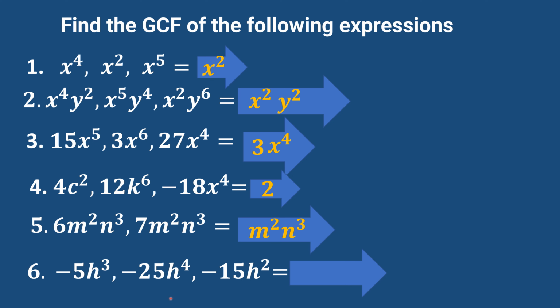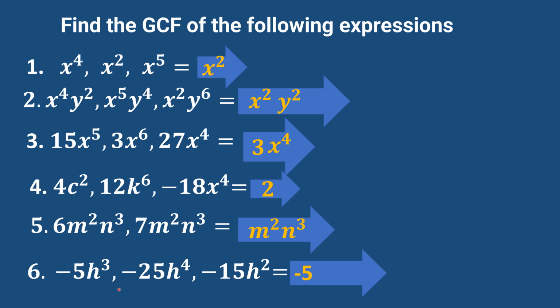So for number 6, we have the negative 5, the negative 25, and the negative 15. I think it is very evident that the negative sign is already common to the three constants, and so far the 5 is the common factor of 5, 25, and 15. Again, negative 5 can divide itself. Negative 5 can divide negative 25. And negative 5 can divide negative 15. Therefore, we are done with the constant as the common factor.